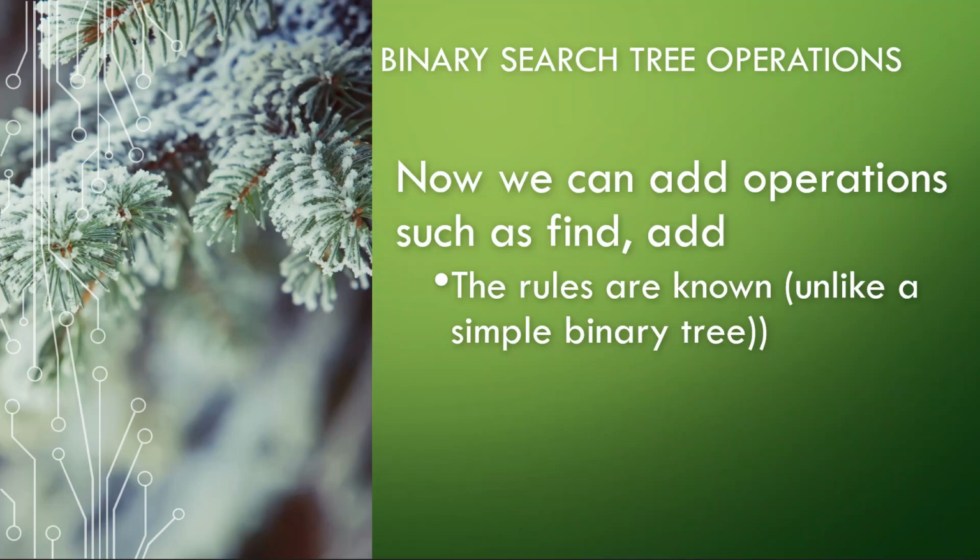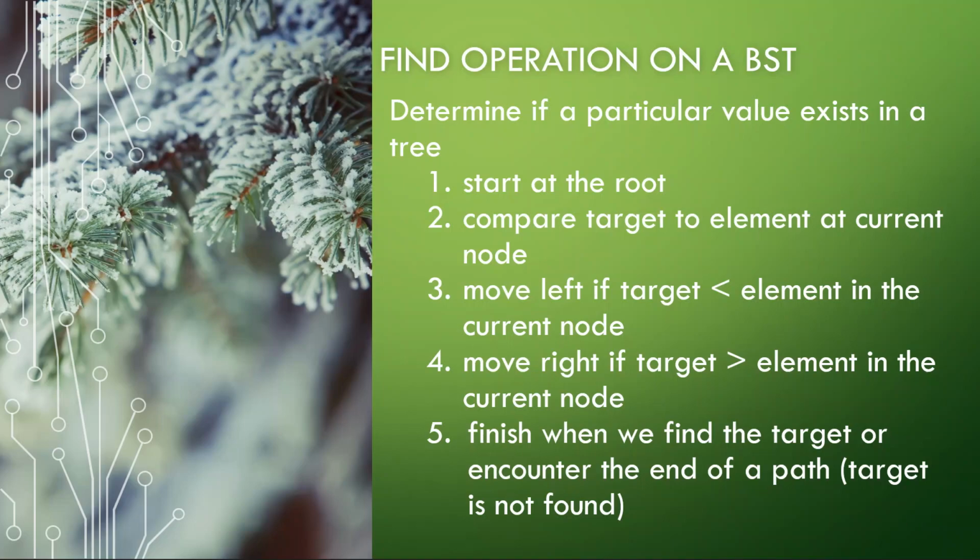Now we can add operations such as find and add, and we need to know the rules for how these work. So the rules are known, unlike a simple binary tree. This is why for a binary search tree we know how to add, where to add, how to do the search, and how to move through it. So the find operation, so just seeing if something exists in it, like the contains or finding a piece of data or doing a get in this case, is a little bit more complex than doing it for a linked list, or a linear data structure.